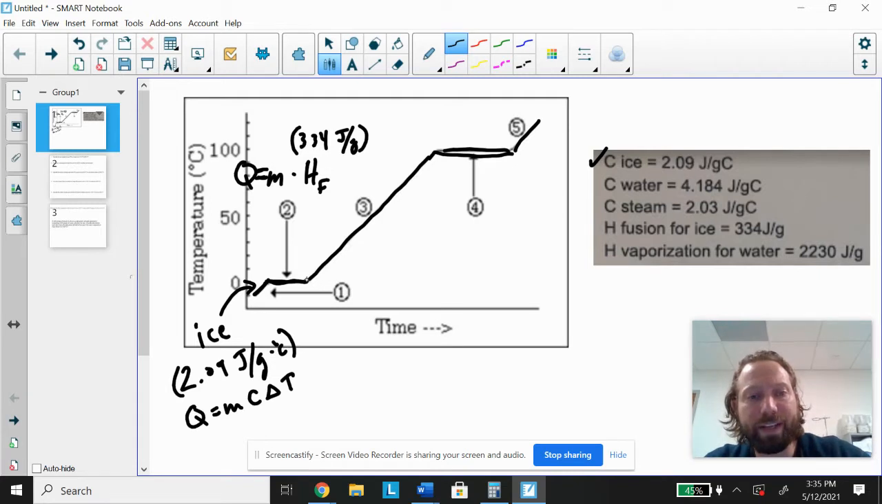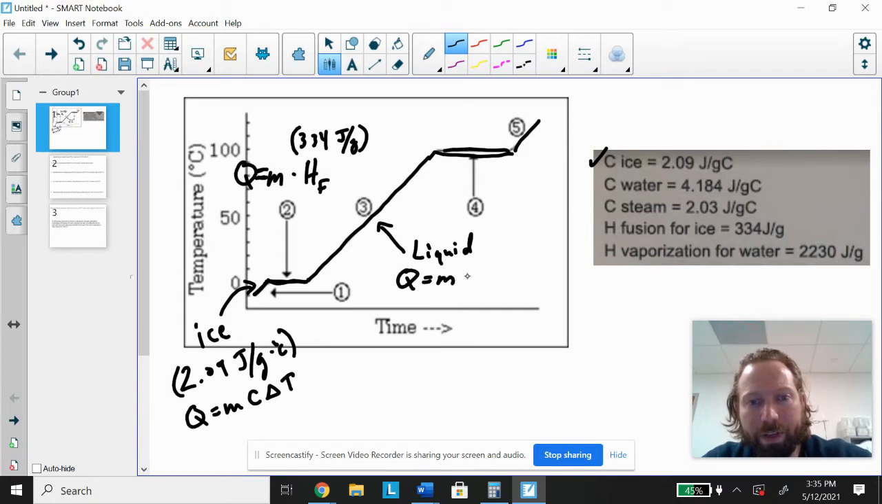The third one is, now that you've melted the ice, if you're going from 0 up to 100, anywhere in between there, you have liquid water. So this is liquid. And you're going to be using Q equals mc delta T. Now the one main difference in this is that the specific heat for liquid water is different than for ice, and this is going to be 4.18, as it says here.